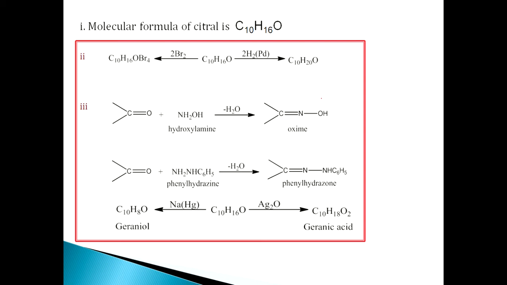This carbonyl group is aldehydic because it reduces Fehling's solution, indicating the presence of an aldehyde group. This is further proved by its reduction to a primary alcohol, geraniol, by sodium amalgam, and by its oxidation to geranic acid by silver oxide.